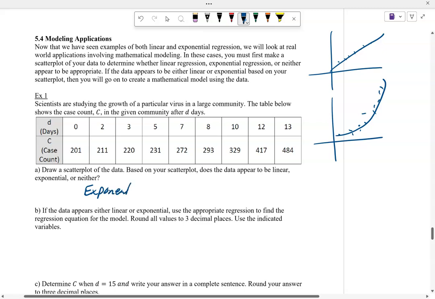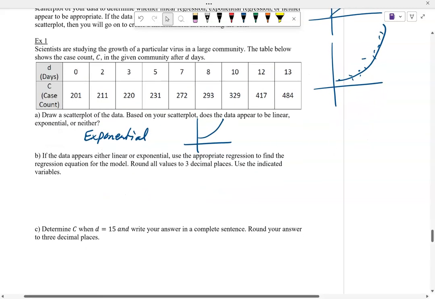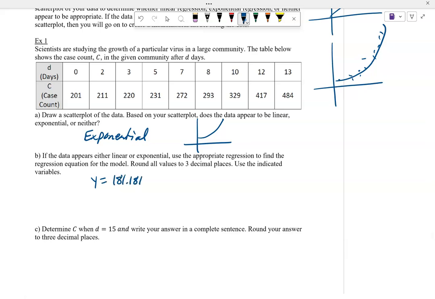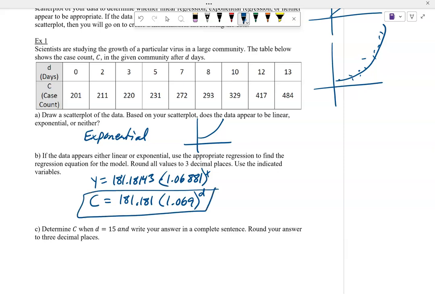So it has some curvature to that. It was exponential, right? It followed a little bit more like that. We used the regression feature and we ended up with y equaling a is 181.18143 times b, which is 1.06881 to the x power. Let me put that in parentheses. And so this is our case count, and for number of days, D is our X on that. So here's part B on that.